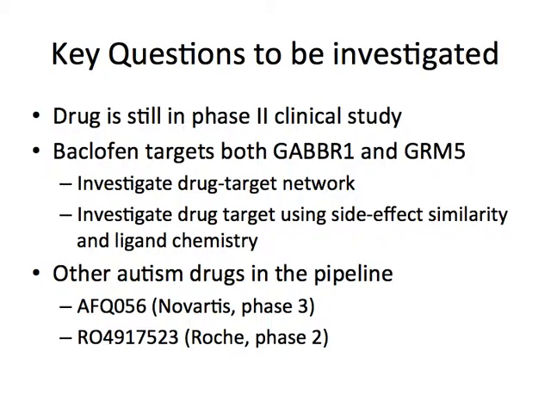So we know that baclofen targets both GABBR1 and GRM5, so investigation can be focused on a drug target network, and we can also investigate drug targets using side effect similarity and ligand chemistry. That's the approach that we learned in pharmacogenomics. Other autism drugs in the pipeline are from Novartis, which is in phase 3. Another drug is from Roche, and it is in phase 2.